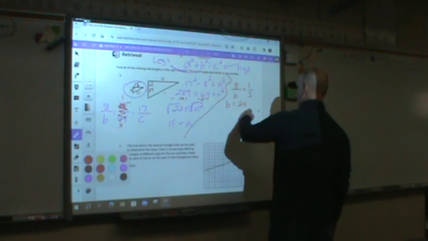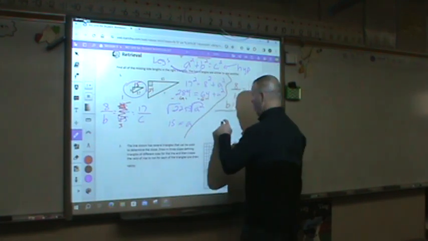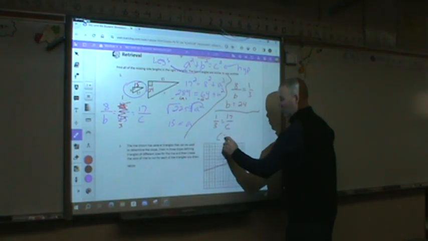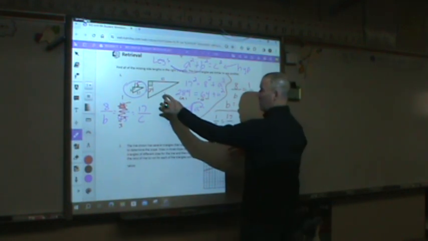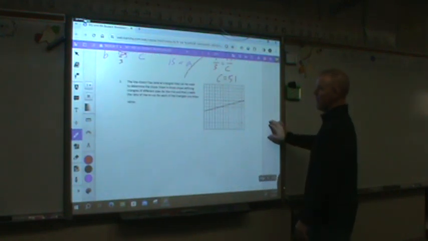All right. And then I go on and I can create the other ratio. 1 over 3 is equal to 17 over c. Again, I cross multiply. c is equal to 17 times 3, which is 51. And that hypotenuse is 51, a reasonable answer.